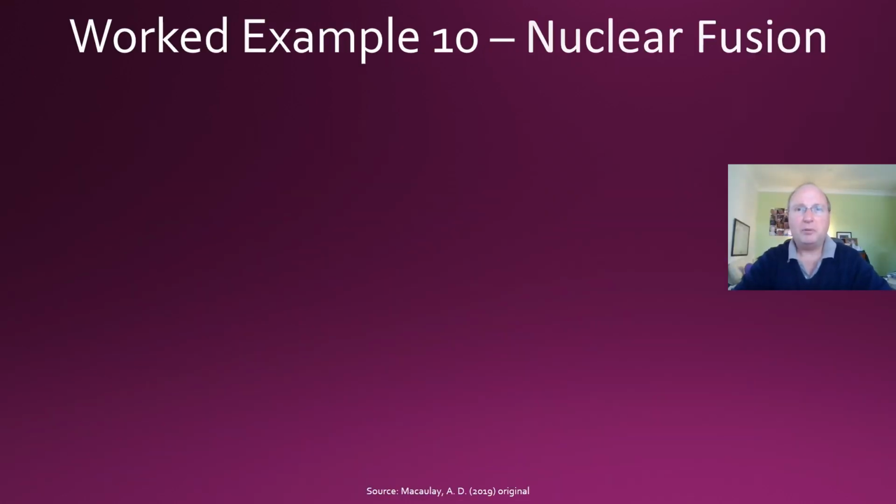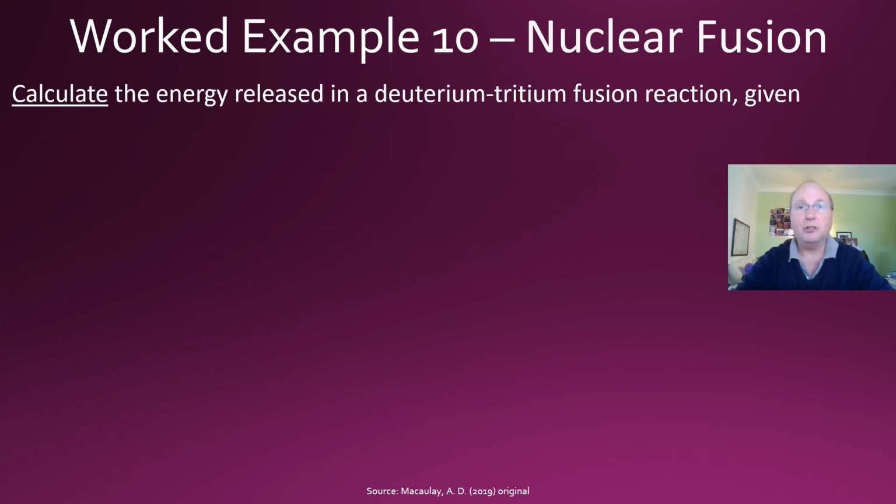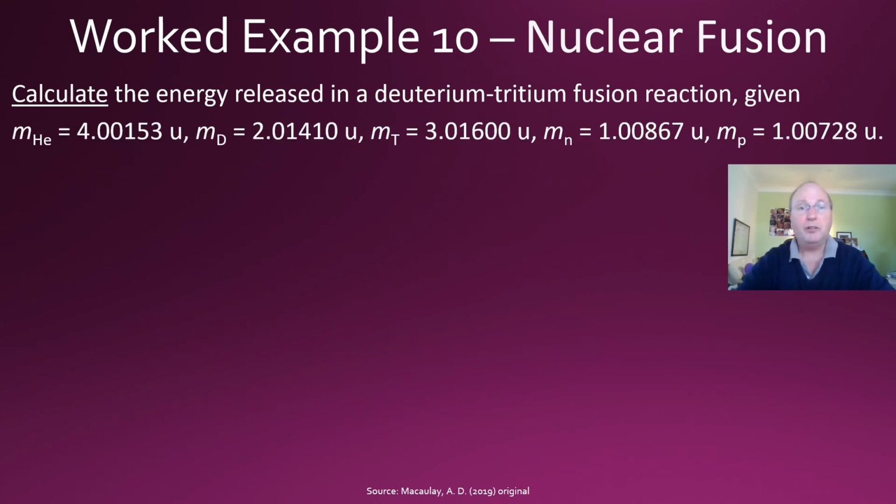So here's a worked example to deal with nuclear fusion. The question is to calculate the energy released in a deuterium-tritium fusion reaction given the mass of a helium nucleus is 4.00153 atomic mass units, or simply U. The mass of deuterium is 2.01410 U. The mass of tritium is 3.01600 U. The mass of a neutron is 1.00867 U. And the mass of a proton is 1.00728 U.